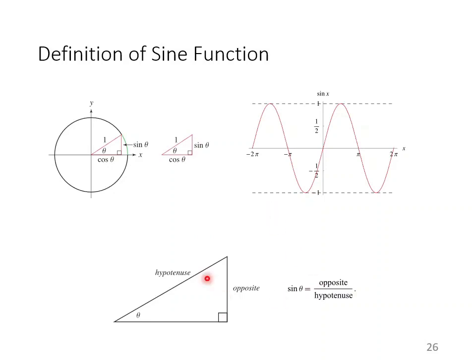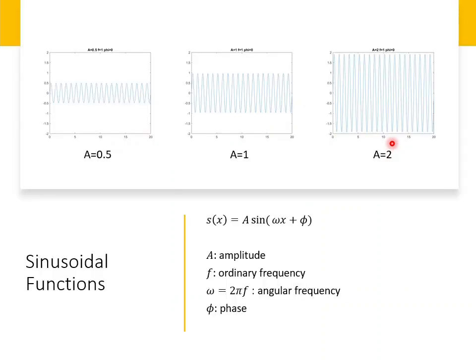Another definition of sine: given a triangle with a vertical angle, then sine equals the opposite over the hypotenuse. So it's very similar to this one. If we draw the sine function from negative 2 pi to positive 2 pi, this is the shape of the sine function. All right, so we slightly extend the sine function. The sine function is generalized to a sinusoidal function.